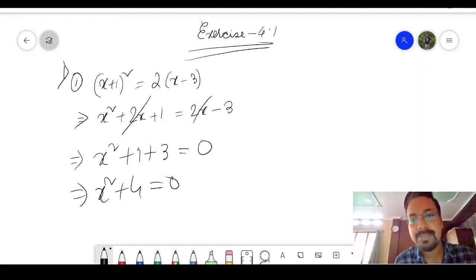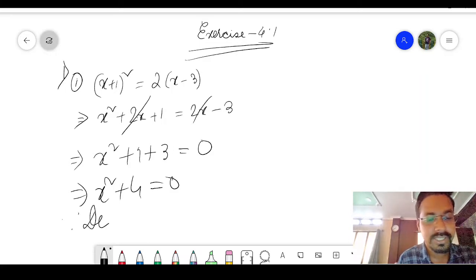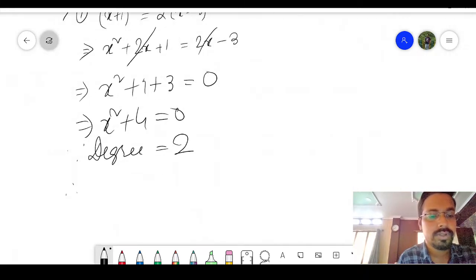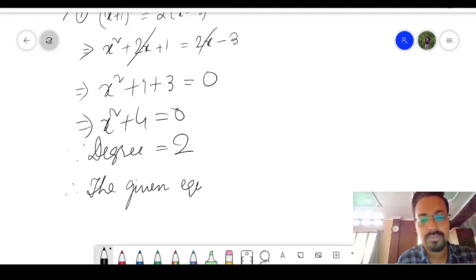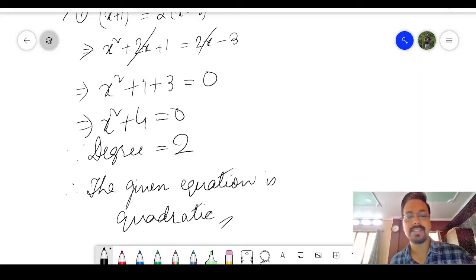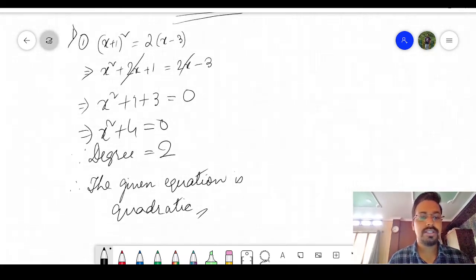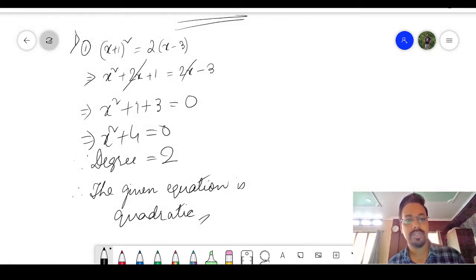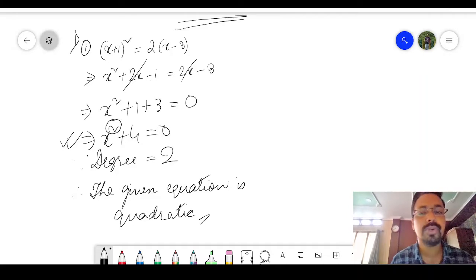So since here the highest power of the variable is 2, since degree is equal to 2, therefore the given equation is quadratic. Okay, I hope it makes sense. So what we have done here, we have got it to the standard form, or the pure form. Here we have b is not available. So here the degree of the polynomial, meaning the highest power, is found to be 2. So therefore it is a quadratic equation. Let us try one more.